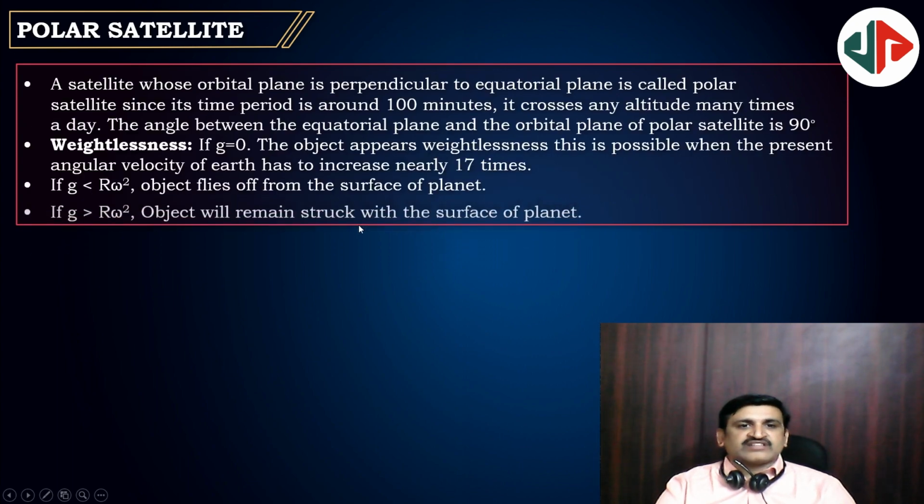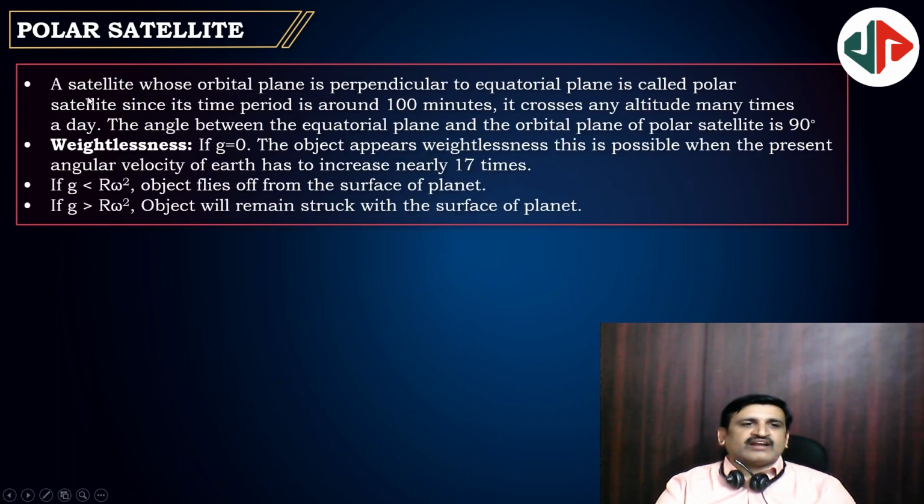A polar satellite covers the poles. A satellite whose orbital plane is perpendicular to the equatorial plane is called a polar satellite, since its time period is around 100 minutes. It crosses any altitude many times a day. The angle between the equatorial plane and the orbital plane for a polar satellite is 90 degrees.